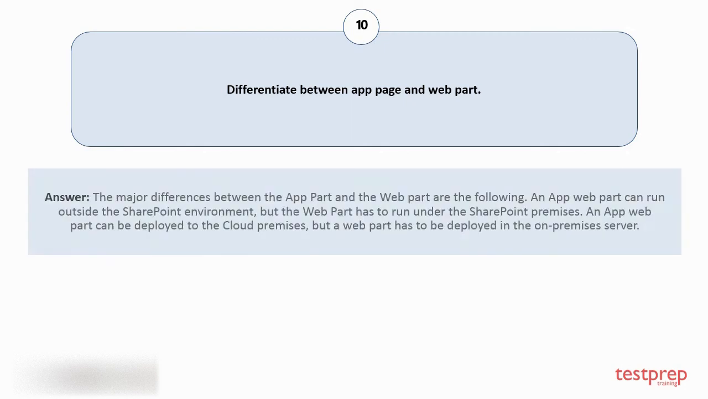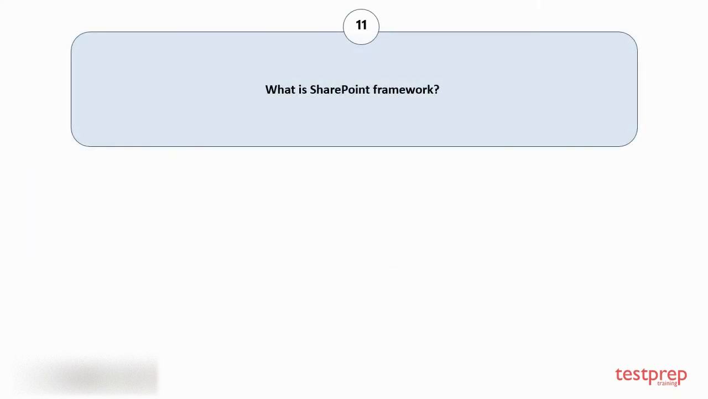Question number 10, differentiate between app part and web part. Your answer is: the major differences between the app part and the web part are the following. An app web part can run outside the SharePoint environment, but the web part has to run under the SharePoint premises. An app web part can be deployed to the cloud premises, but a web part has to be deployed in the on-premises server.